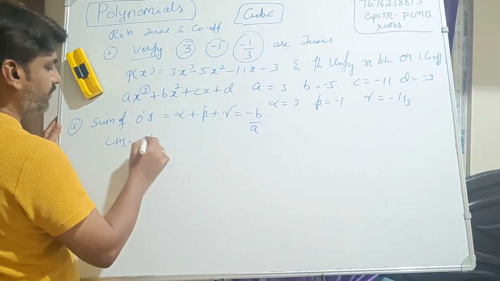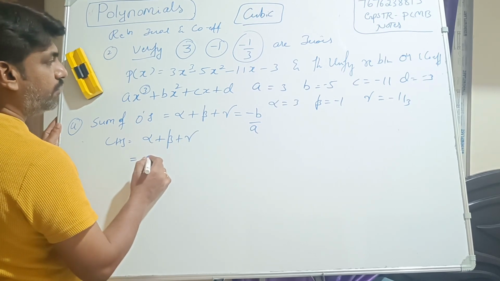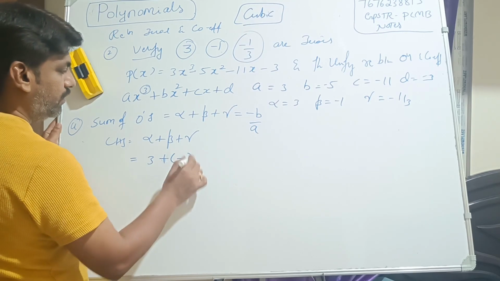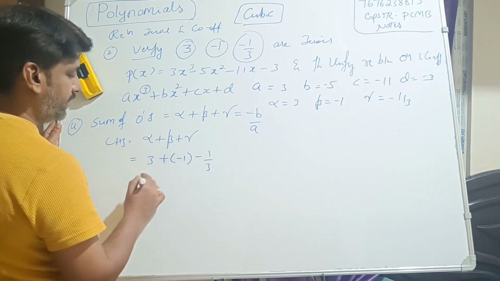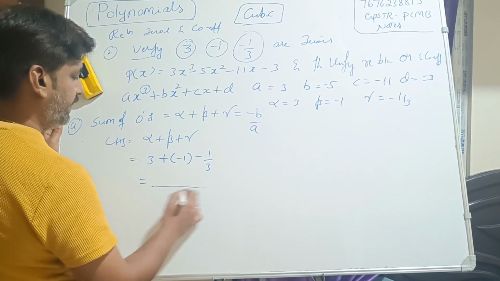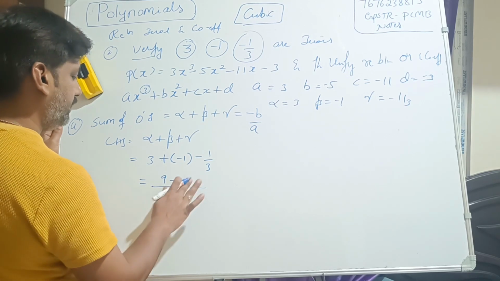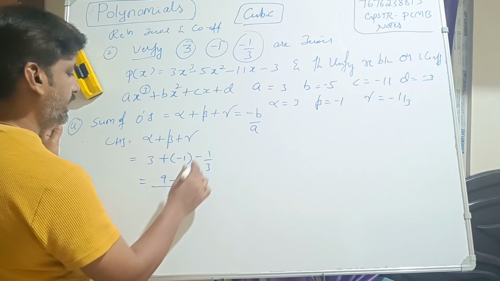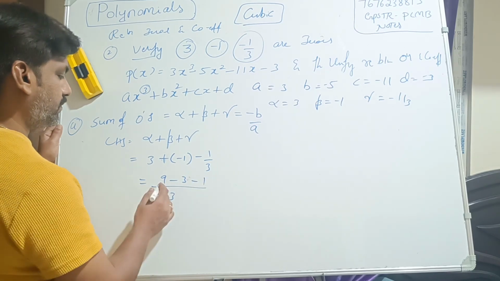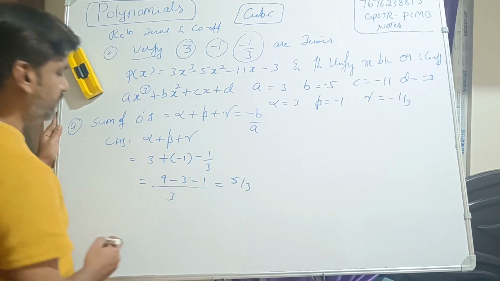What is LHS? LHS is alpha plus beta plus gamma. What is alpha? Alpha is 3, right? What is 3 plus 1 minus 1 by 3? So 3 is LCM, 3 3s are 9, minus 3, and here it is minus 1, right? Is it correct? So what is the value? It is 5 by 3. What is LHS? 5 by 3.